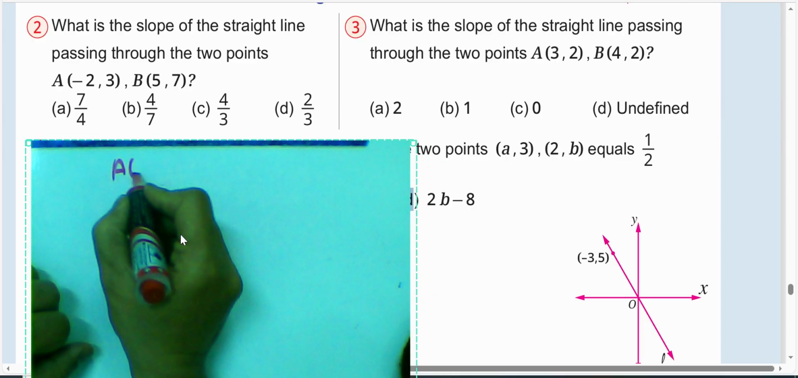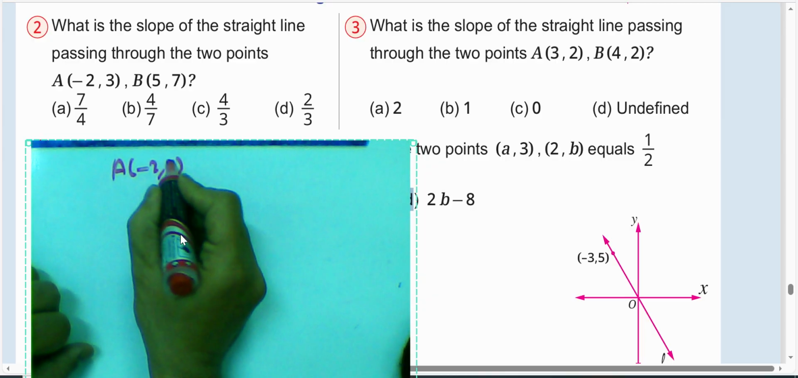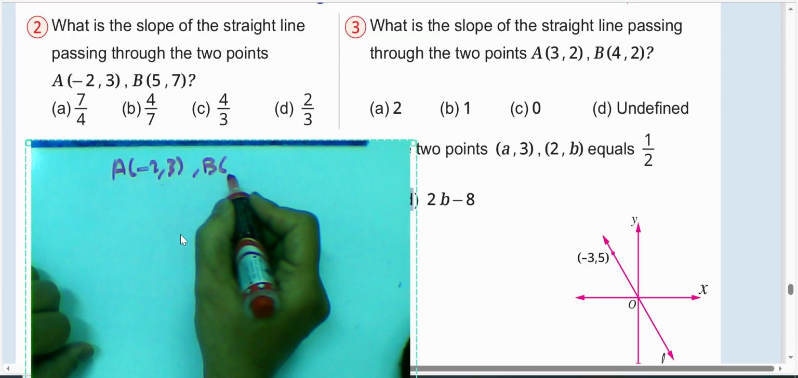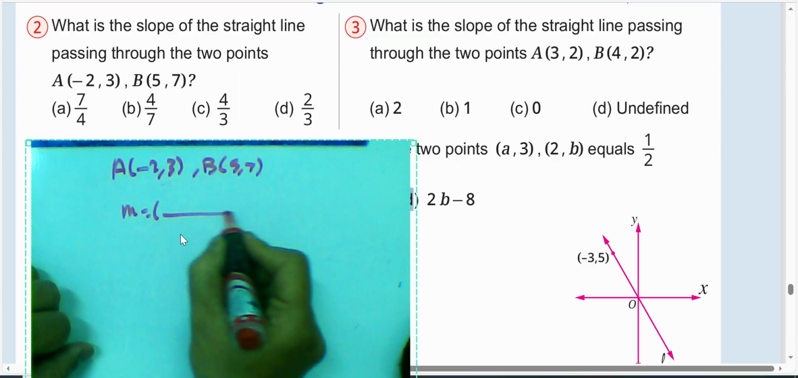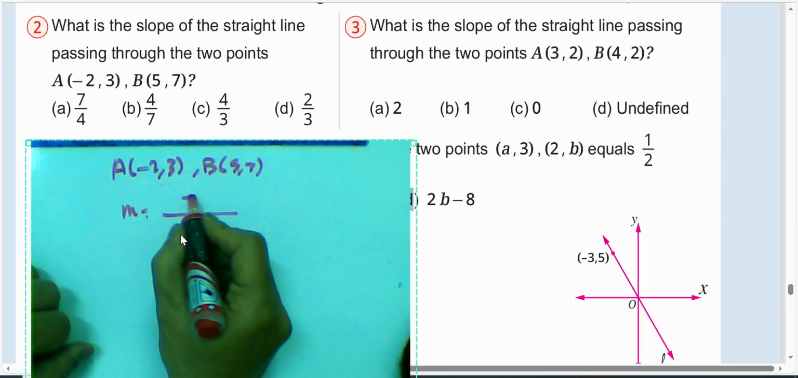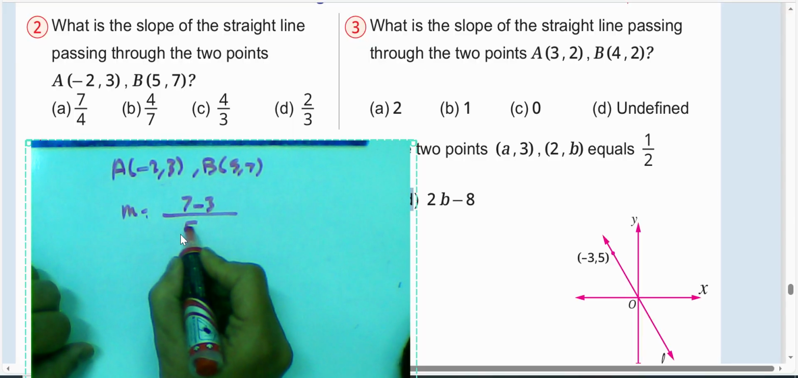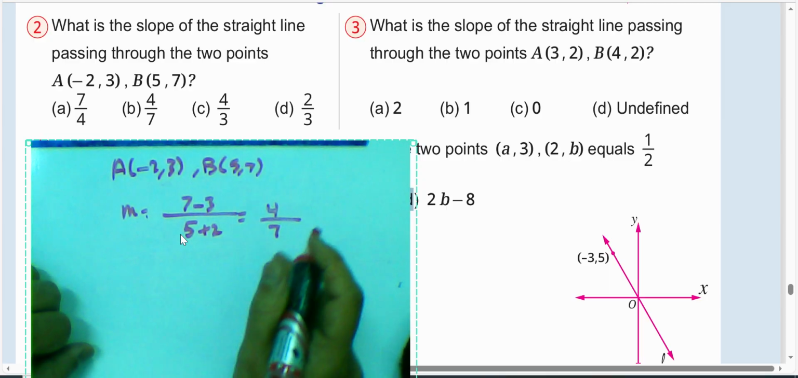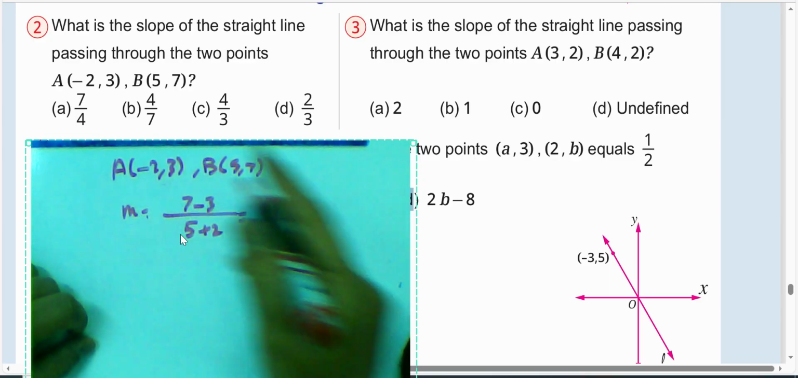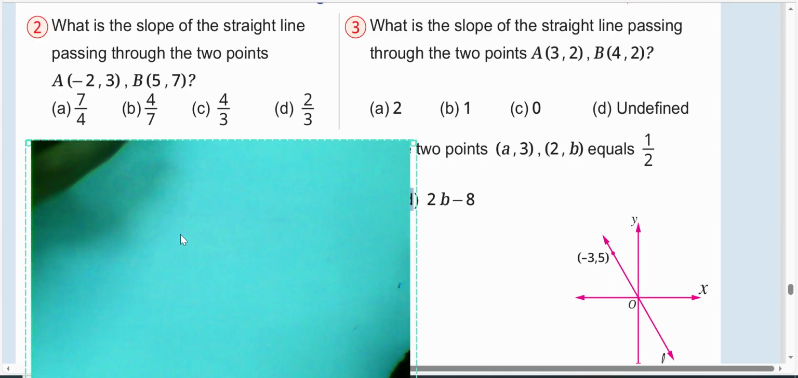We have point A, which is negative 2 and 3, and point B, which is 5 and 7. We can find the slope. 7 minus 3 over 5 minus negative 2, which is 5 plus 2. 7 minus 3 is 4, and 5 plus 2 is 7. The result will be 4 over 7. It shows letter B here. Next question.